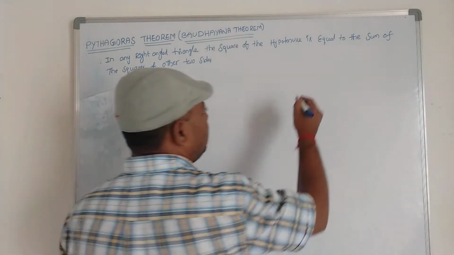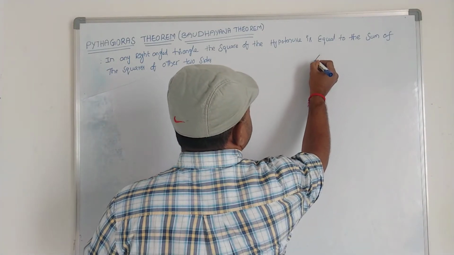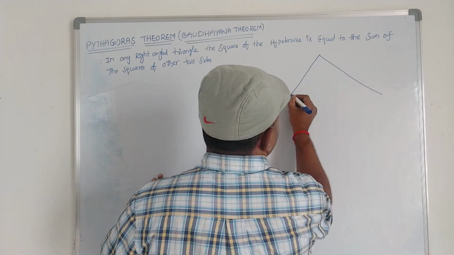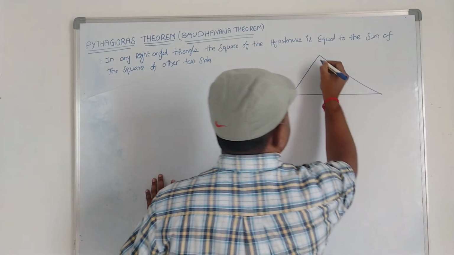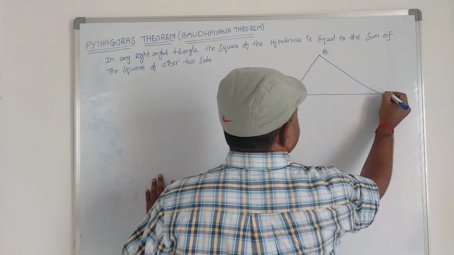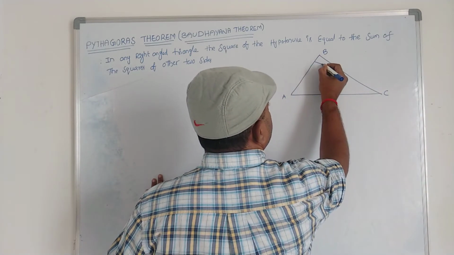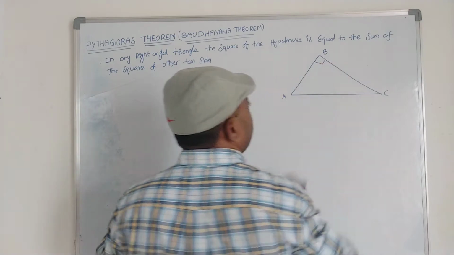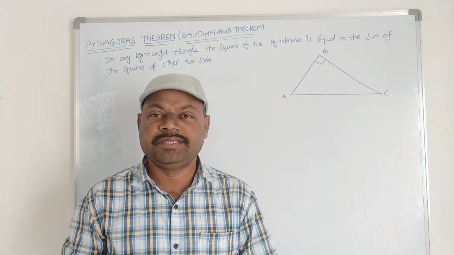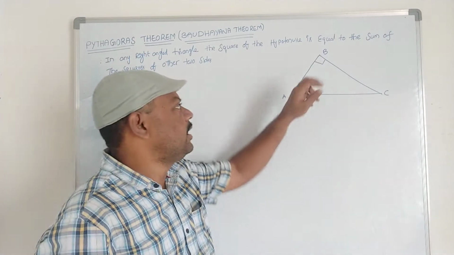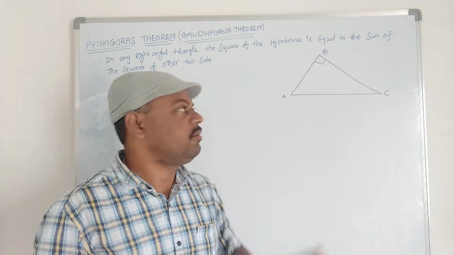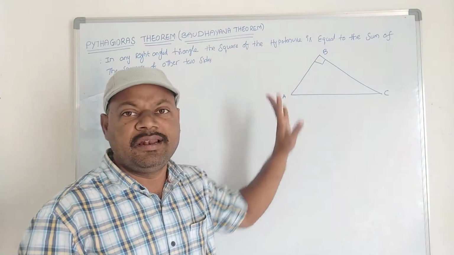Take a right angle triangle. ABC is the right angle triangle. Right angle is at B. So the right angle vertex is B.